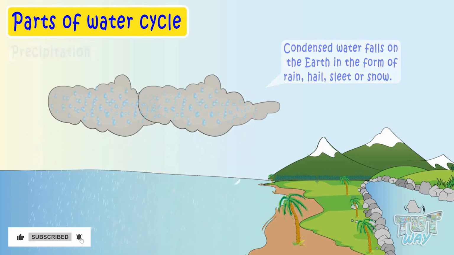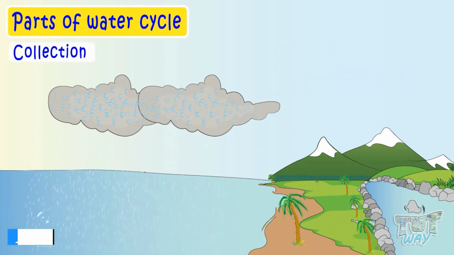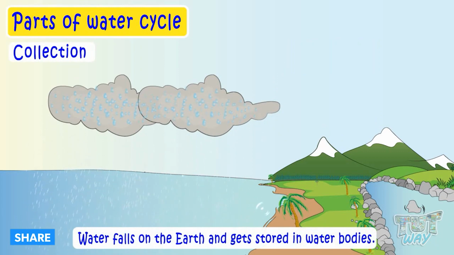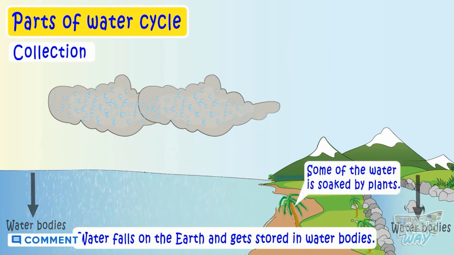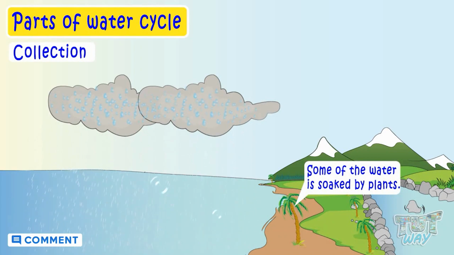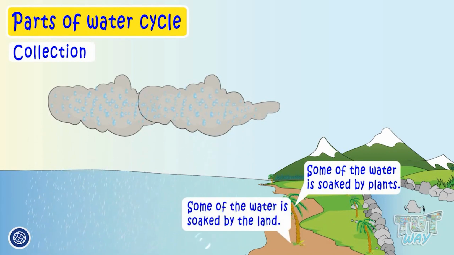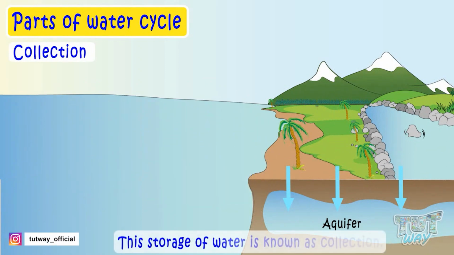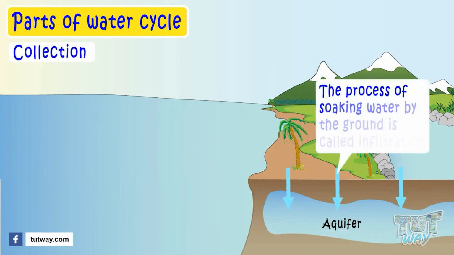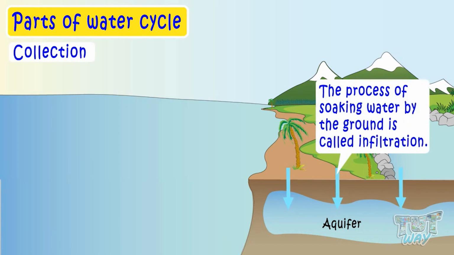Through precipitation, water falls back on Earth and gets stored in water bodies. And also, some of the water is soaked by plants. Some is soaked by land. Some of the water gets stored as underground water in aquifers. And this is called collection of water. And the process of soaking water by the ground is called infiltration.